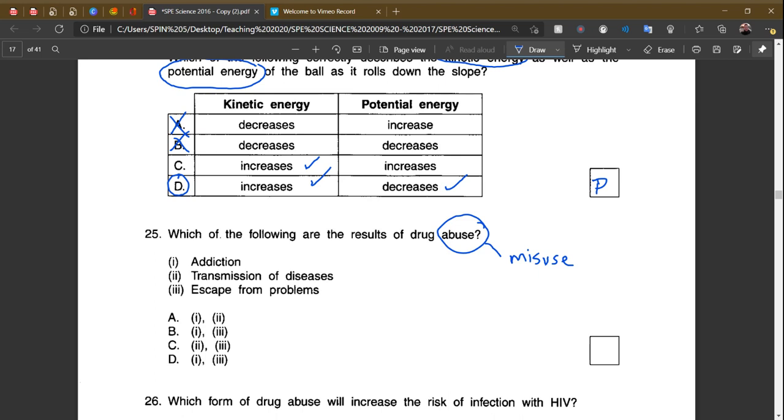So when you abuse drugs, it can definitely lead to addiction. It can cause transmission of diseases, especially diseases such as AIDS or hepatitis, which can be transferred from one person to another by exchange of body fluids or a contaminated needle. And three, escape from problems. No, when you do drugs, you will have more problems. You will not be able to escape from problems. So drug abuse will lead to addiction and transmission of disease and actually more problems. Therefore, the answer is A.